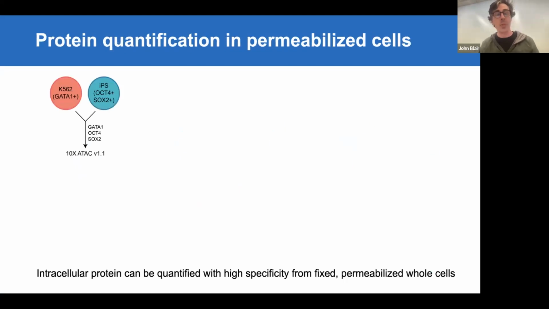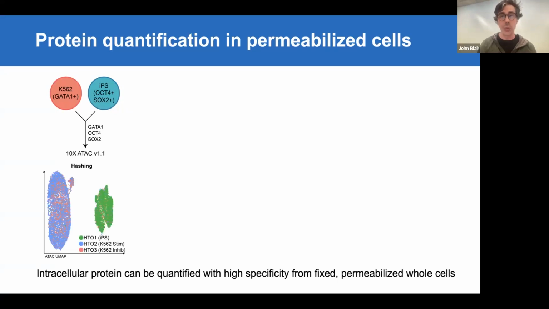For a pilot experiment, we again returned to the K562 and iPS cells, where we wanted to measure GATA1, which is canonically expressed in K562 cells, and OCT4 and SOX2, which are expressed in iPS cells. When we ran this experiment, looking at the ATAC modality, we saw a really strong separation between the two different cell types, which is expected, but it's also a nice confirmation that our ATAC sequencing is working well. And then we also saw a strong corresponding difference between the cell hashing marks, also showing that the surface protein labeling is working well.